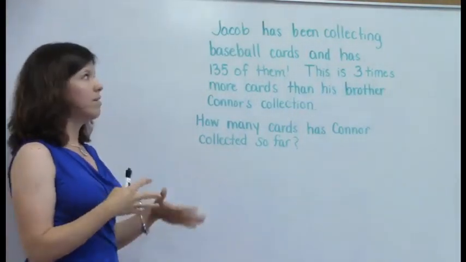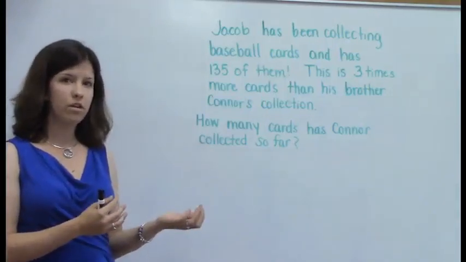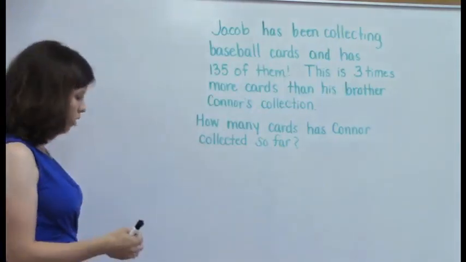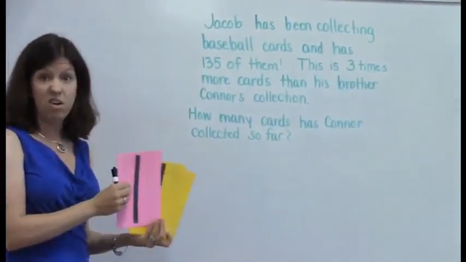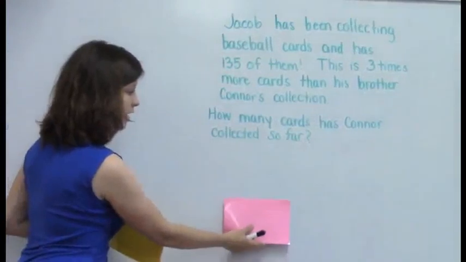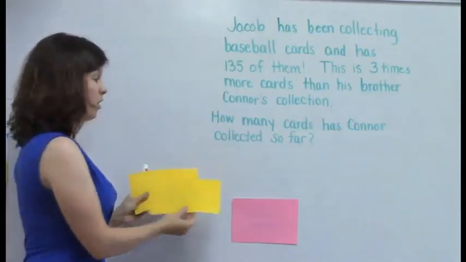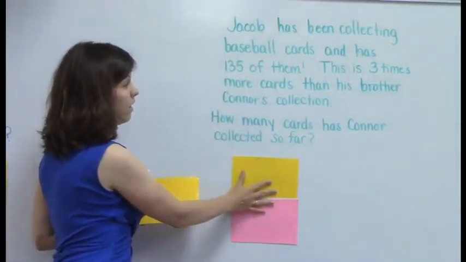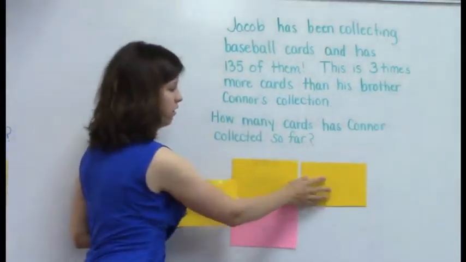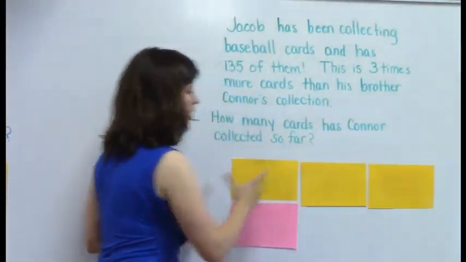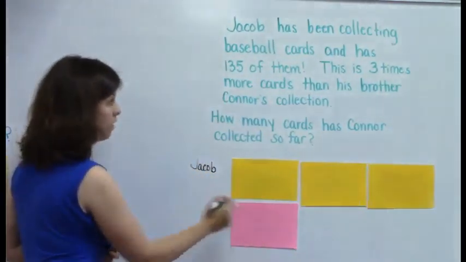Now in this problem, the same 2 brothers, the same scenario, but there's a different piece of missing information. So though our bar model will look similar, we're going to label it in a different way. Connor still has less cards than his brother Jacob. We'll assign him the pink block. Jacob still has more cards than his brother Connor. And specifically, we know that he has 3 times more cards than his brother Connor. So again, Jacob's bar is 3 times longer than Connor's.